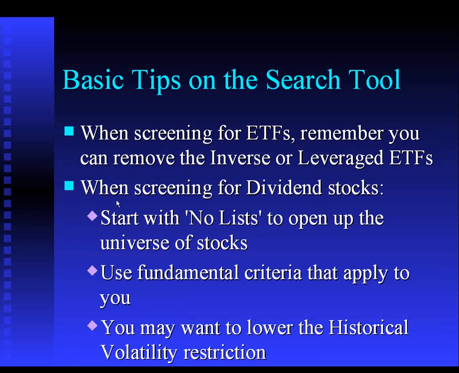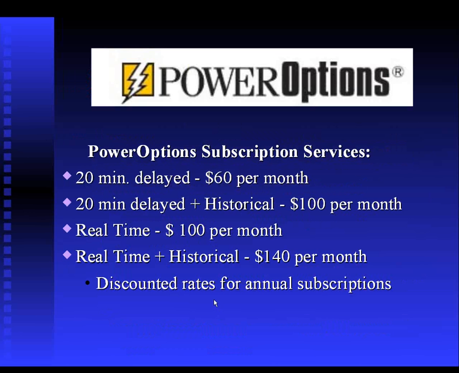Something I didn't touch on, but if you wanted to screen for just dividend-paying stocks, start with no list to open up the entire list, use the fundamental criteria that apply to you, and then just use the % dividend yield. You want to leave that open a little bit more. The reason I mention that is I've noticed that for some of the screens I use for the married puts, in the IBD 50 and the IBD CanSlim list, if I use a % dividend yield, it usually filters out most of the good results because there's not a lot of IBD stocks that pay at least a 3% dividend. So I have to open that list up more if I want stocks that pay a dividend as well.